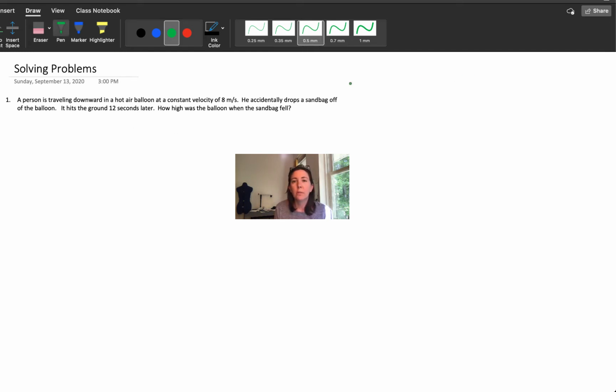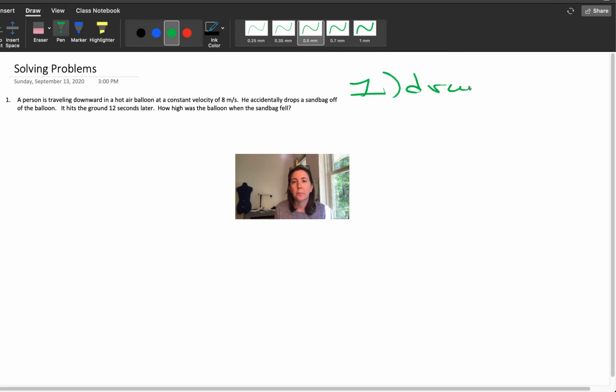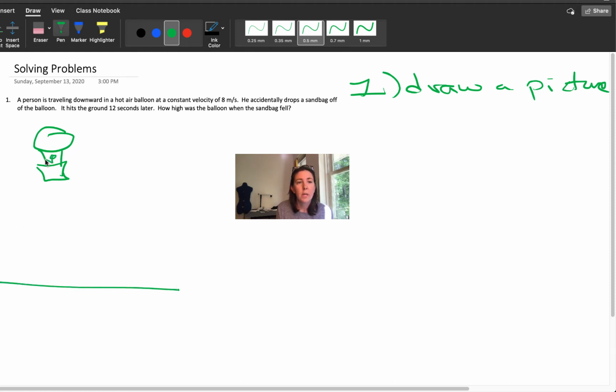So step one of solving a problem is to draw a picture. All right, so here's my hot air balloon, and it looks like this. You don't have to be a great artist. The person is traveling downward in the hot air balloon. So there's the hot air balloon, here's the ground, here's the person.